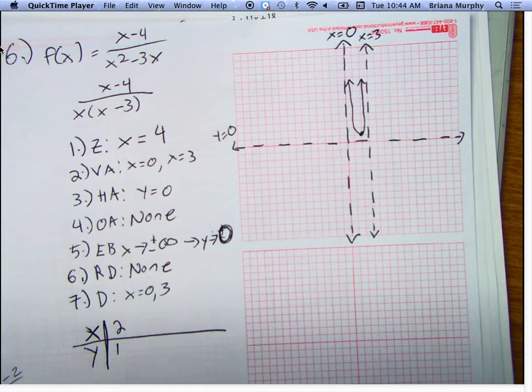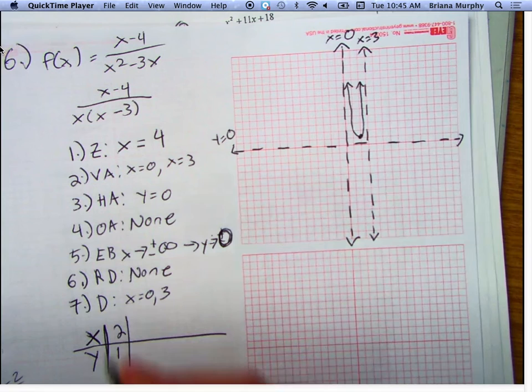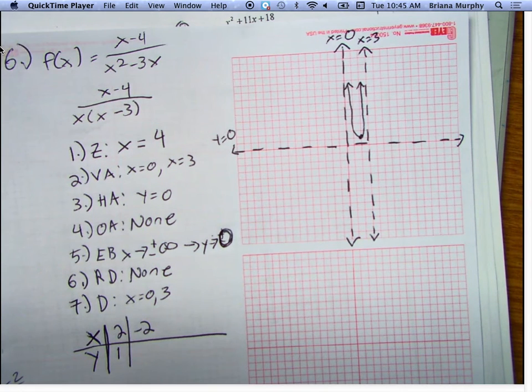Okay. Let's do a number less than 0. What do you want to do? Negative 7. Let's do something that's easy. We can do negative 7. No, do not do negative 7. Do not listen to me. Negative 2. Okay. So negative 2 minus 4 is negative 6. Negative 2 squared is 4. Minus 3 times negative 2 is positive 6. Negative 6 divided by 10 is negative 3/5.